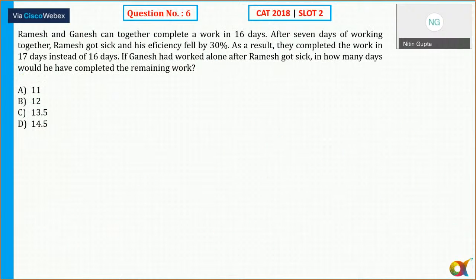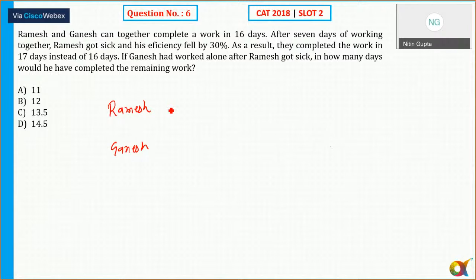Okay. Now, again, a very interesting question. Like in slot 1 also, there were 2 questions based on time and work. Both of them are the same here also. It says Ramesh and Ganesh can complete a work in 16 days. So there is a person named Ramesh, there is another person named Ganesh, and they can complete a work in 16 days here.